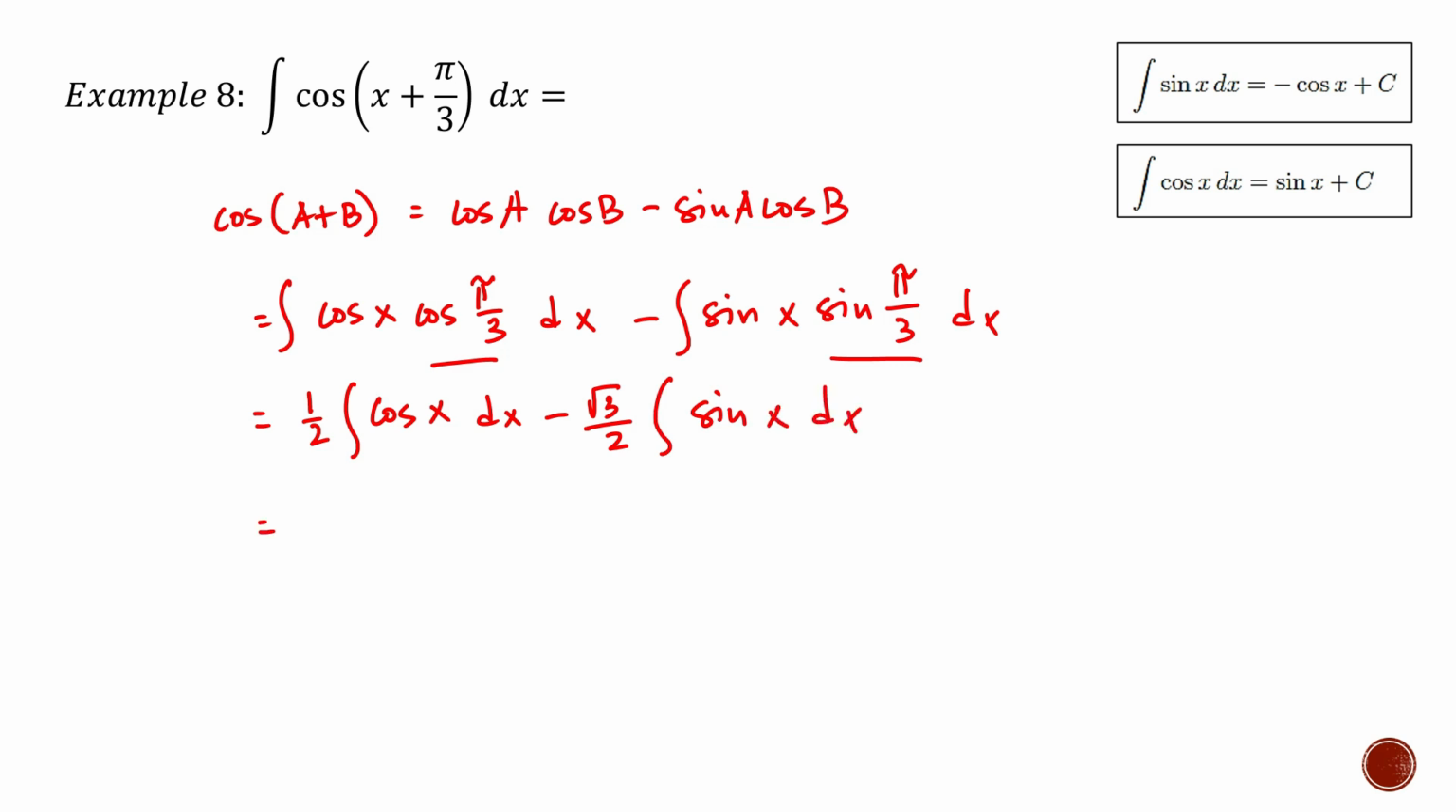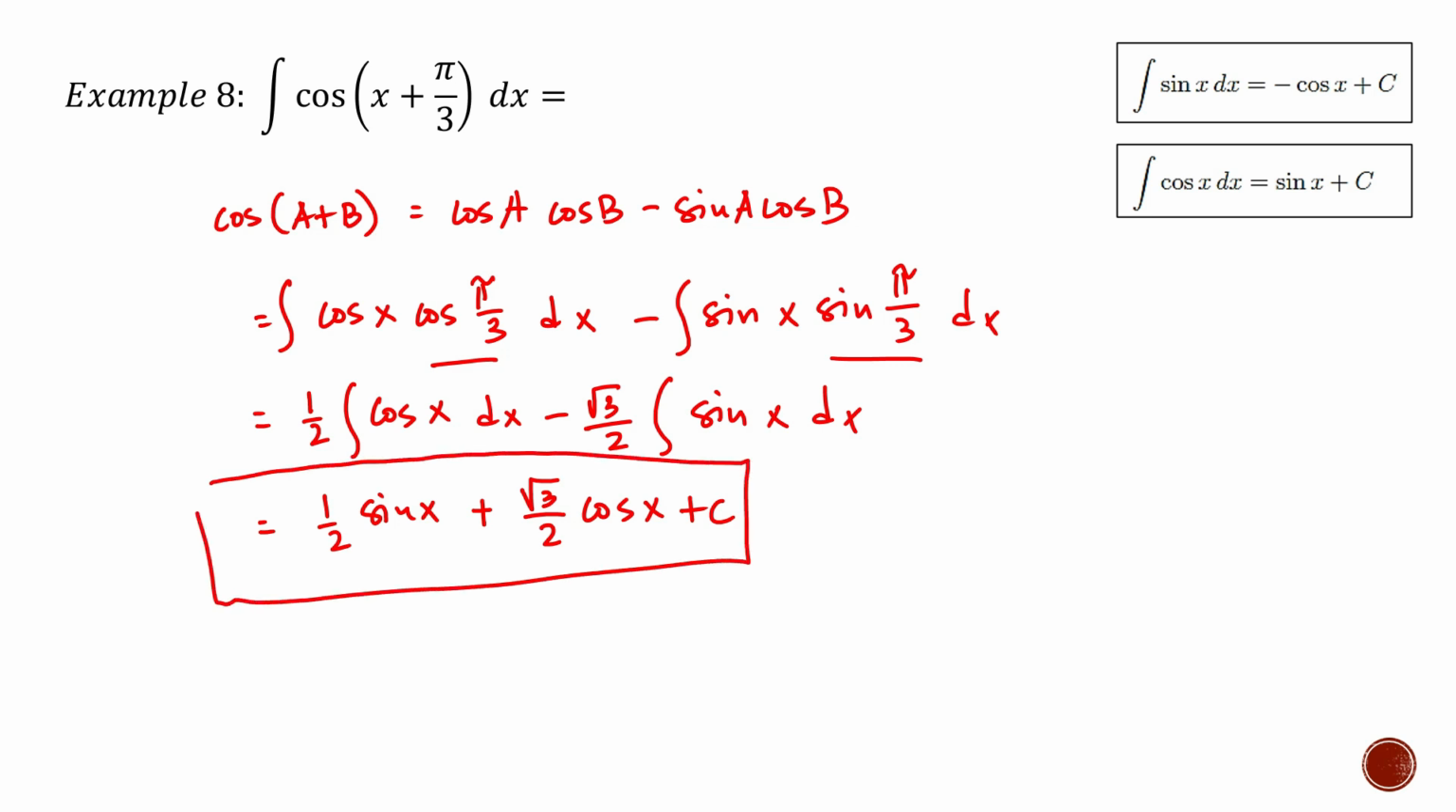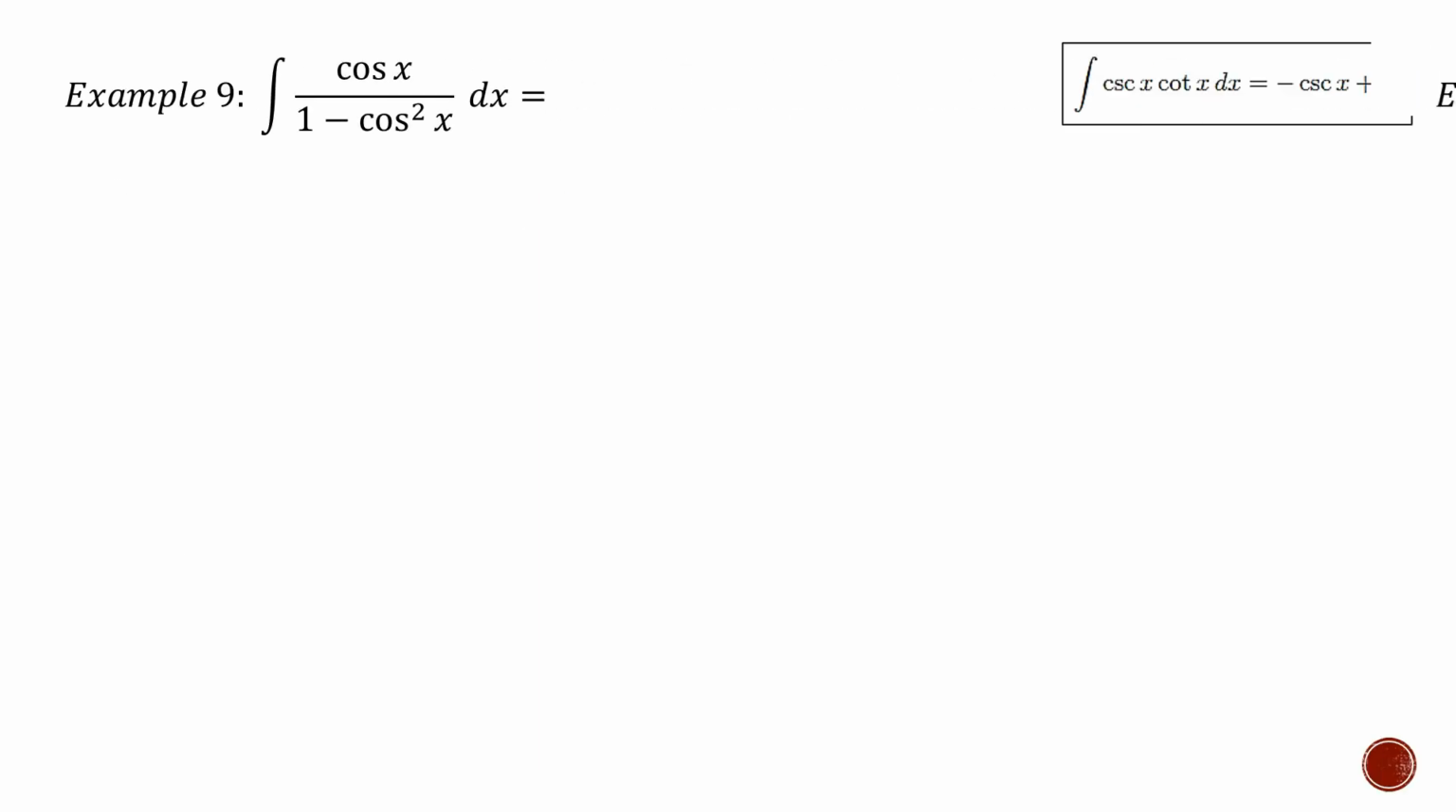And there you go. So this is just 1/2 sine x minus, and this is going to be plus because the antiderivative of sine x dx is negative cosine x plus c. But we need to include that square root of 3 over 2. And that is going to be our final answer. All right. Let's go to example number 9 rather. So cosine x over 1 minus cosine square x.